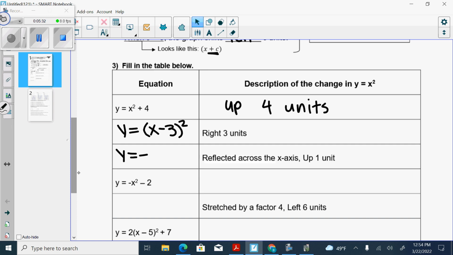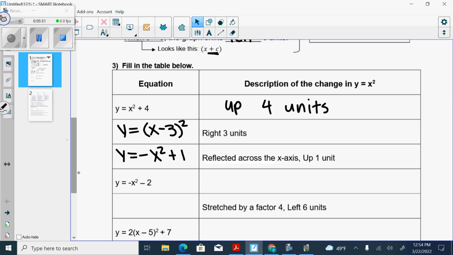Okay, and they also said it goes up 1 unit. Where would an up 1 go in the equation? Plus 1 where at? At the very end. Very good. So negative x squared plus 1.